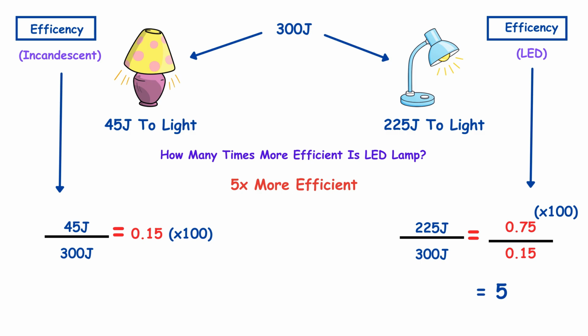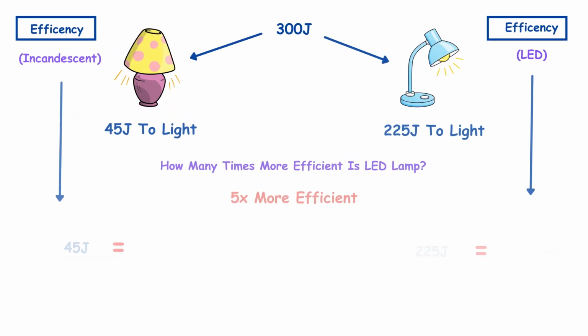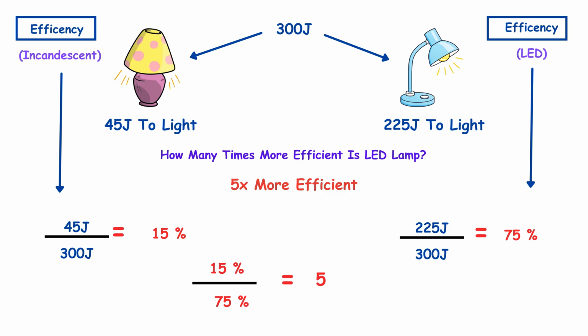To find how many times more efficient the LED is, we first calculate efficiency. For the incandescent bulb, we divide 45 by 300, giving 0.15. For the LED, we divide 225 by 300 to get 0.75. Then we divide 0.75 by 0.15 to find the LED lamp is 5 times more efficient. If we want percentages, we just multiply the decimal values by 100, giving us 15% and 75%, and 75 divided by 15 still gives 5.